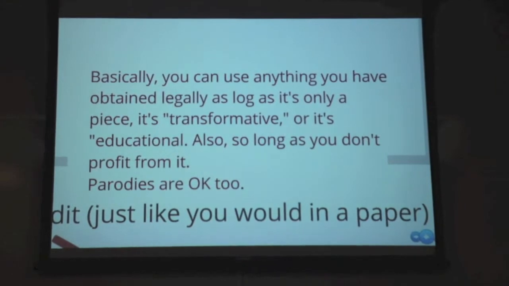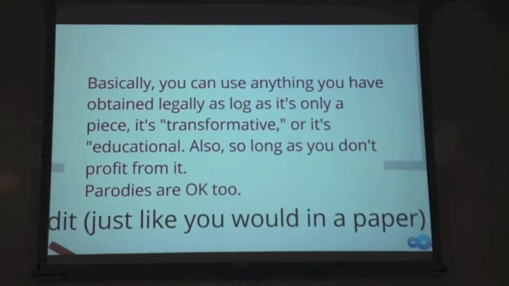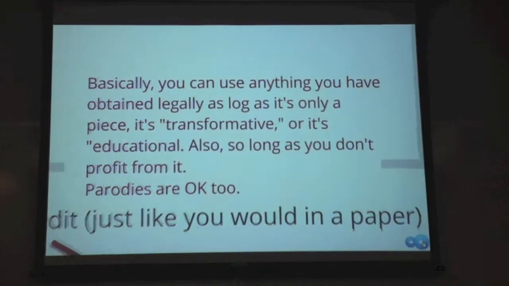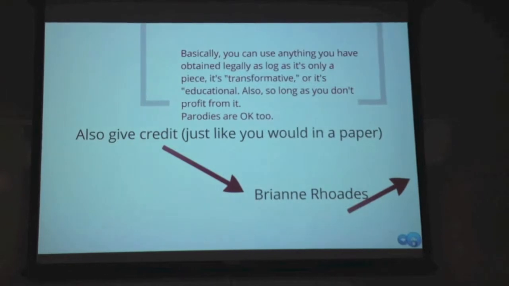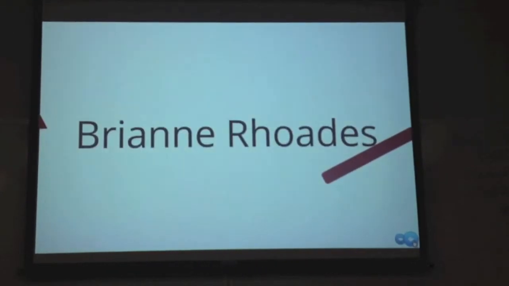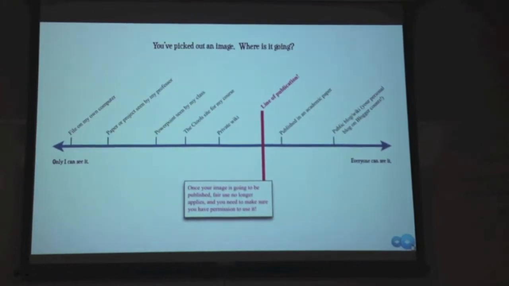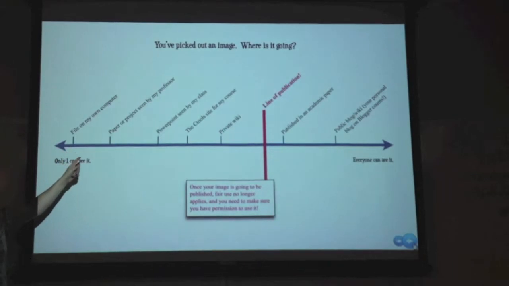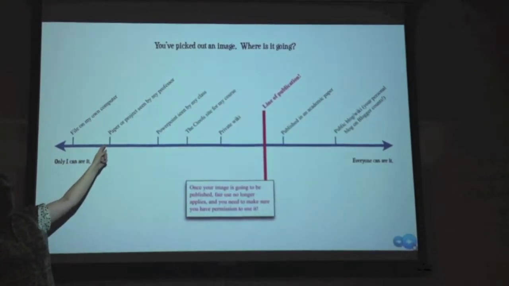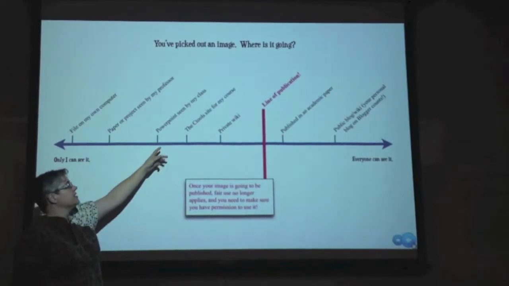And that's why YouTube keeps getting into trouble, because they will put ads on your YouTube so you're making money off of it. You also have to make sure you give credit, just like you would in a paper. So for example, Brianne Rhodes, who is a student at the University of Michigan, made this, which is a really clear way of going, okay, it's on my computer, I can do whatever I want to it. It's a paper that I'm going to turn into my professor. I can do whatever I want with it. It's PowerPoint. I can do whatever I want with it.